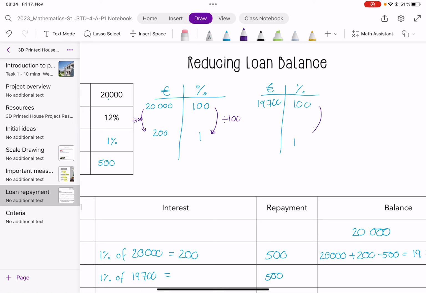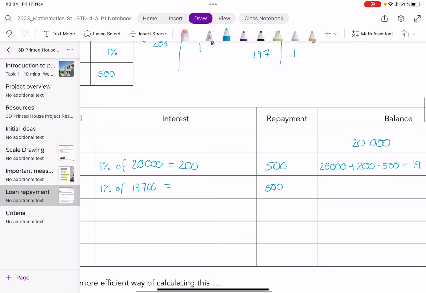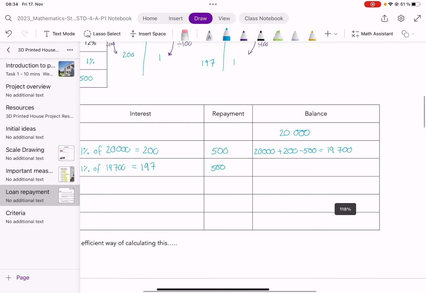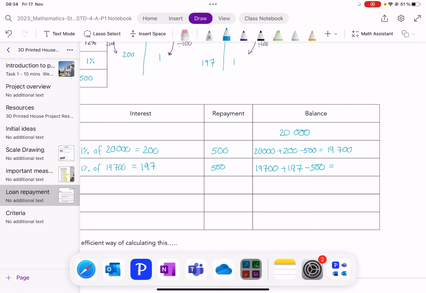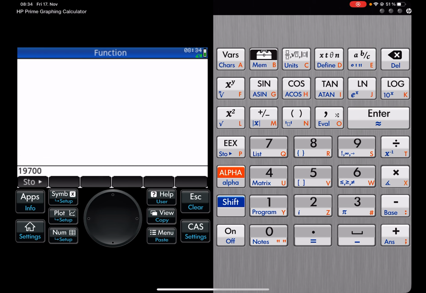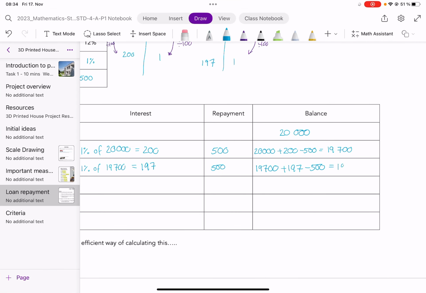We're finding 1%. So once again, we're just dividing by 100. So that should be 197. You'll notice the interest is a little bit less because we owe a little bit less. So to find my balance, I had 19,700 that I owed. It's increased by 197. And it's decreased by my repayment. I've paid off another 500. Right, let's check this. 19,700. I add on my interest. And I take off what I repay. And now I owe 19,397. Let's just check that.